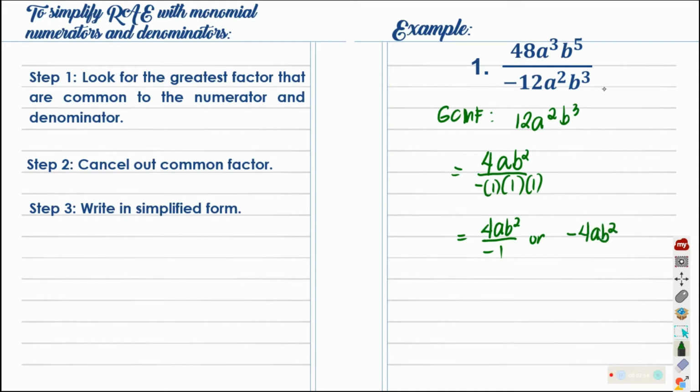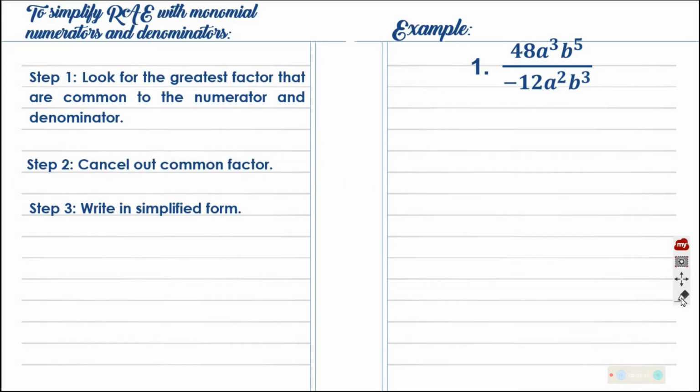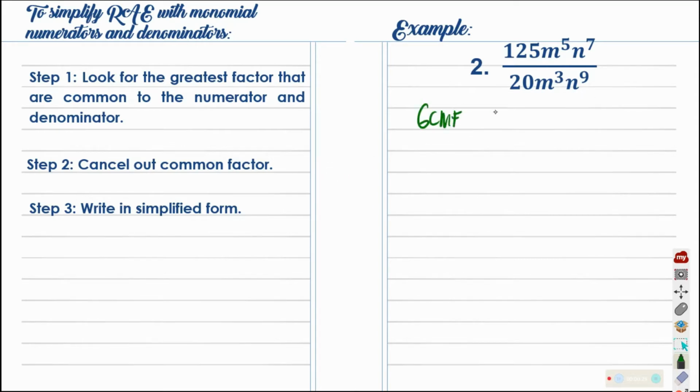So, ito po pala ang ating RAE na ito yung kanyang value or simplified form. Now, let's have example number 2. We have 125 m to the 5th and n to the 7th power all over 20 m cubed and n to the 9th power. So, what is the GCMF for our example number 2?